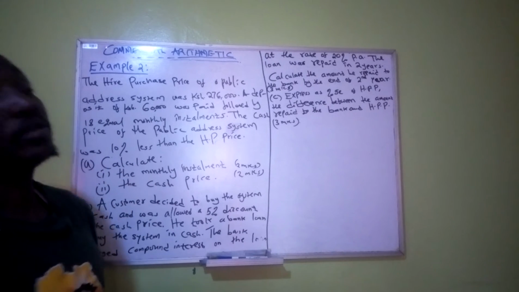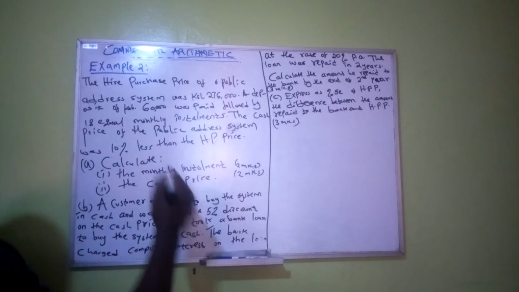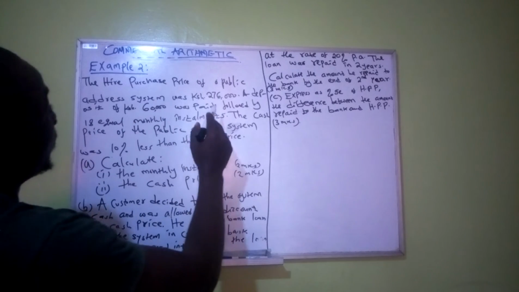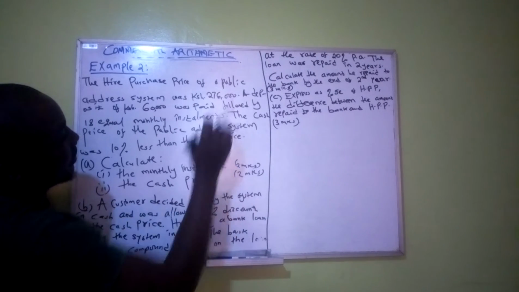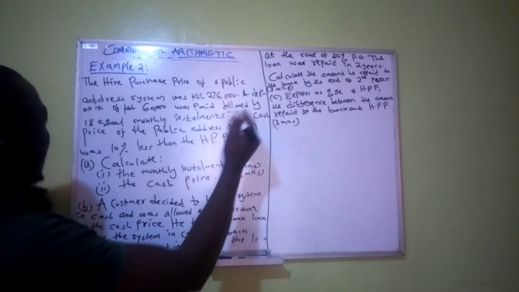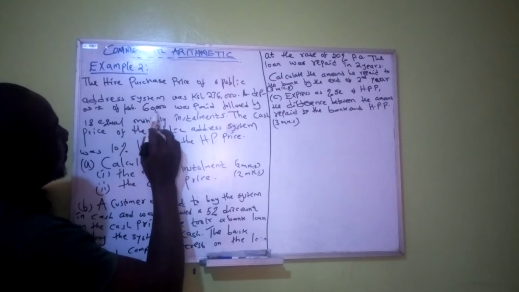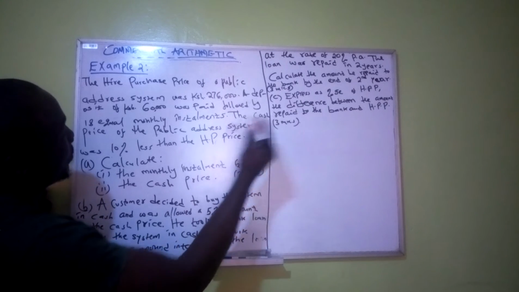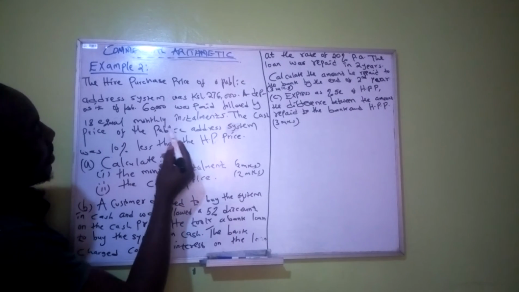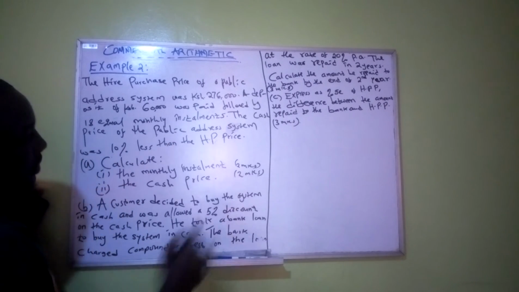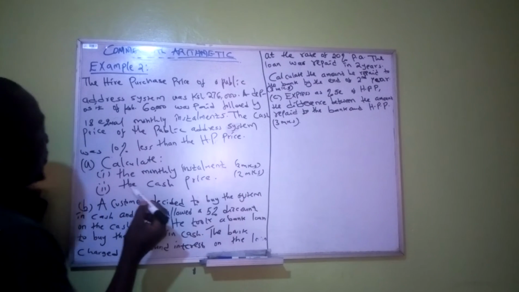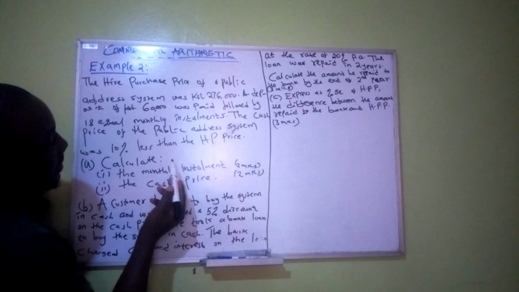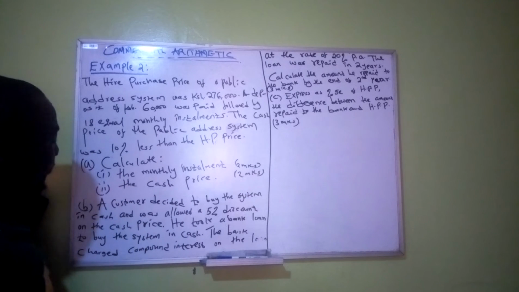An example goes: the hire purchase price of a public address system was 276,000. A deposit of 60,000 was paid, followed by 18 equal monthly installments. The cash price of the public address system was 10% less than the hire purchase price.